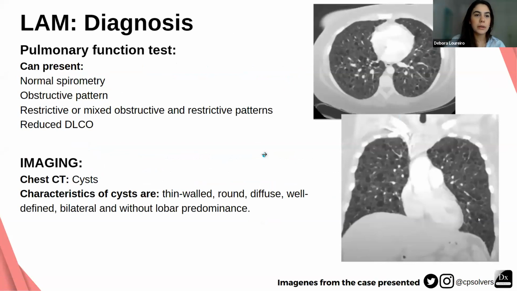When we go to order tests for diagnosis, the PFT is really not specific, because a lot of patients can have normal, obstructive, or restrictive patterns. So it doesn't help the diagnosis. What is really the hallmark of the disease is the cysts. We can see in the CT that they are diffuse without a lobe preference. They are bilateral and well defined, as you can see here in this image from the case.